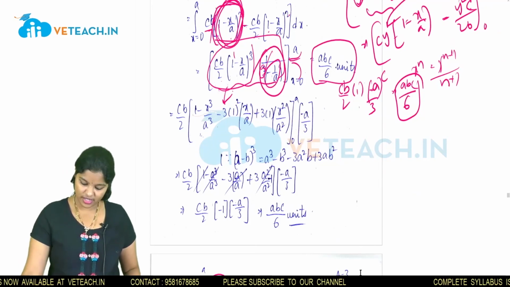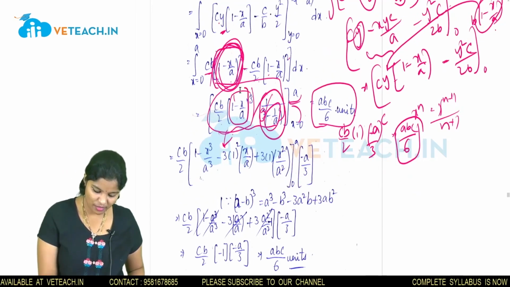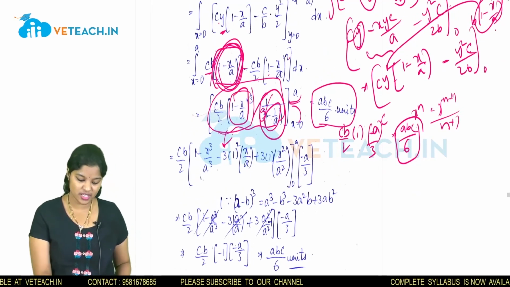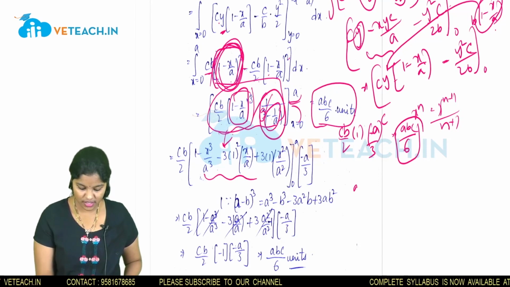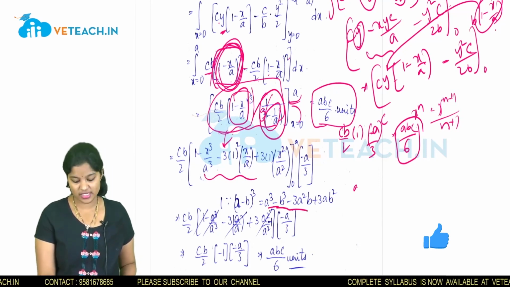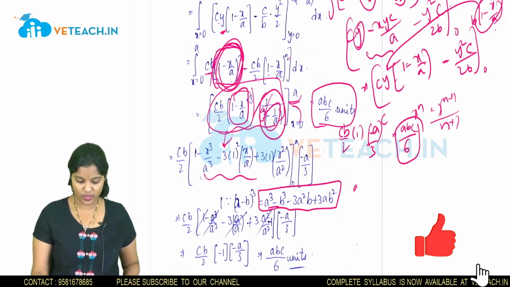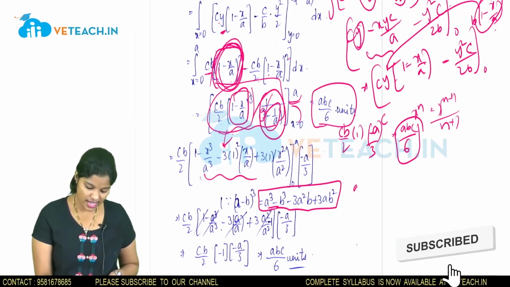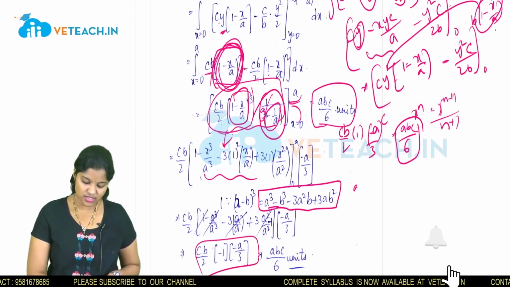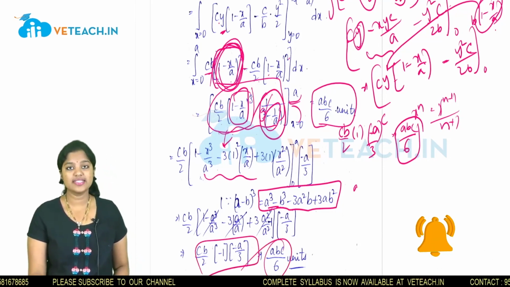For clearer understanding, this 1 minus x by a whole cube is expanded as a cube minus b cube minus 3a square b plus 3ab square. So which terms will get cancelled? Finally we will get this term, that is abc by 6 units.